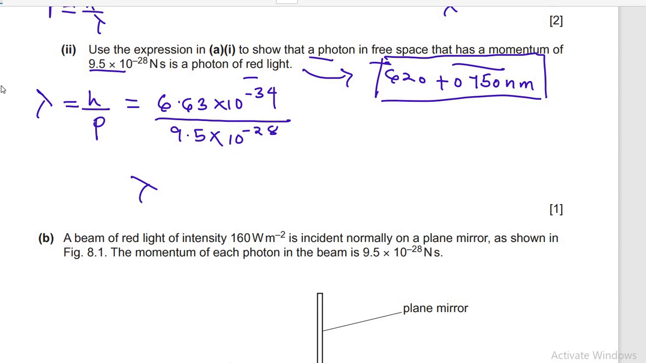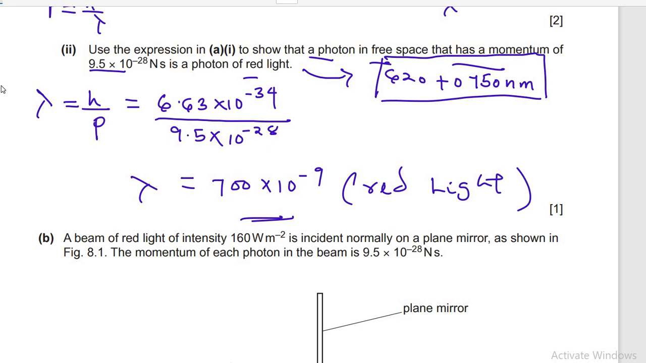So let's see how. 6.63 times 10 to the negative 34, divided by 9.5 times 10 to the negative 28. You have 6.97, approximately 700 times 10 to the negative 9. Yes, it's between this range, so it's red light.